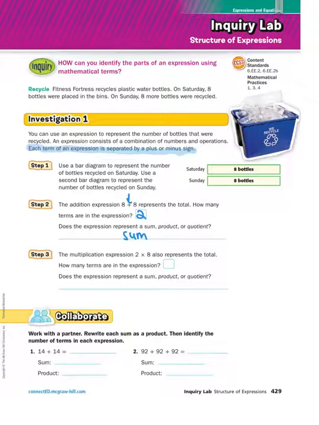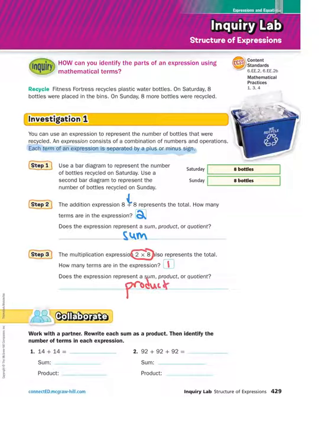Now, in step 3, it says, the multiplication expression 2 times 8 also represents the total. And here I hope you know that 8 plus 8 is the same as 2 times 8. So this says how many terms are in the expression. Now a lot of people want to say 2 because they say the 2 and the 8 are 2 different terms. But look back at the definition. It says each term is separated by a plus or minus sign. This is a multiplication sign. It's not plus or minus. So interesting enough, this is one term. Now, does the expression represent a sum, product, or quotient? Since it's multiplication, it represents a product.